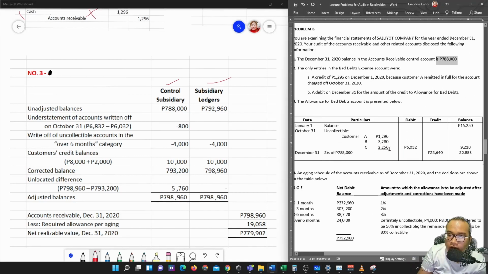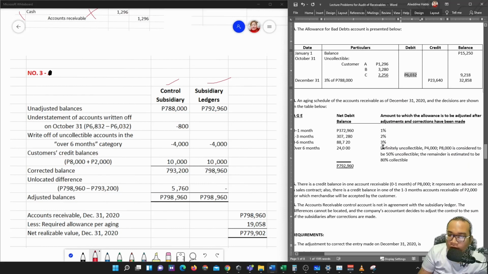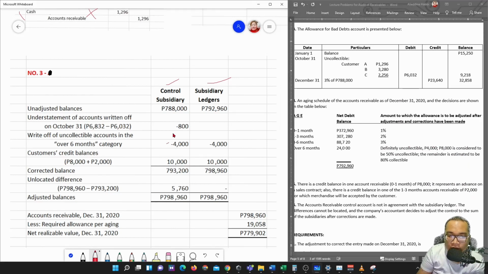As you can see, may sinabi tayo dito kanina. Pag in-add mo to, kulang ng 800 pagdating dito. 632 lang nilagay. Dapat 6832 yan. So yung 800, bawas mo. Bawas agad yan kasi written off yan. Kinulang ka sa write-off. Next, may sinabi pa dito, may additional. Yung 4,000, definitely sure ka na uncollectible. Sure na. So, bawas mo ulit dito. Next, yung credit balances.